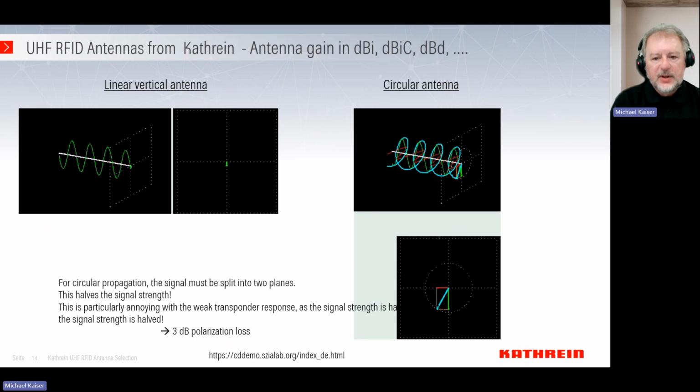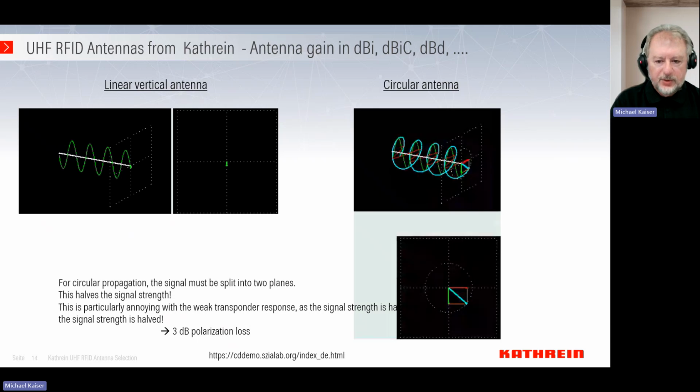It means that we have to split the energy in 2 planes with a circular antenna. This gives you the benefit that we don't care about the alignment of the transponder, but we have to split up this energy. Also the response of the signal has to be passed through this splitter. This means we have a loss of 3 dB. That's why we are talking about polarization loss. With the circular antenna, we have 3 dB polarization loss.